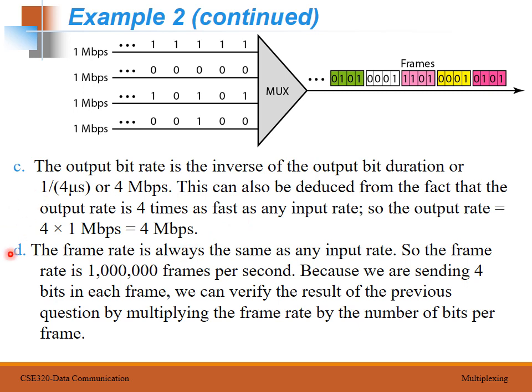In question number 4, we have to find the frame rate. The frame rate is always the same as any input rate. Our input rate is 1 Mbps, which means 10 to the power 6 bits per second. So the frame rate will be 10 to the power 6 frames per second.